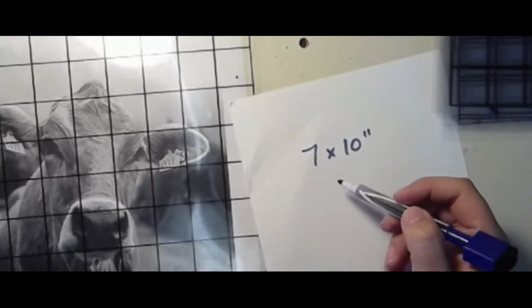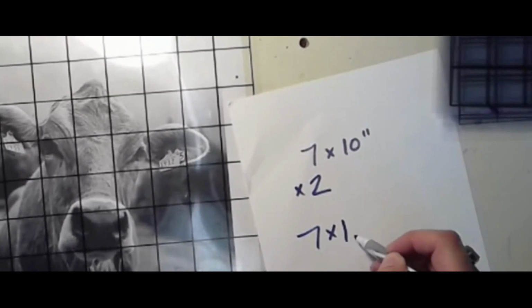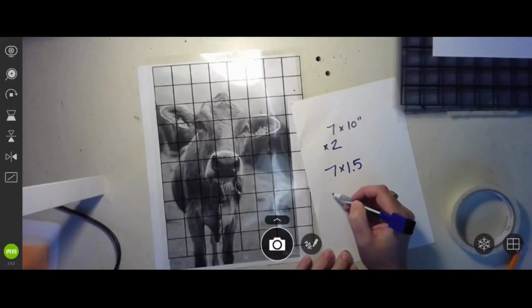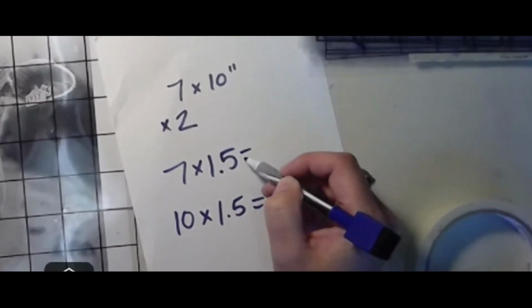Okay, so instead of doing 7 times 2, we're going to do 7 times 1.5, 10 times 1.5. Okay, so it's going to take a little bit of math. So feel free to use your calculator. If you want to use your Chromebook for this, feel free, or just write it out like I'm doing.